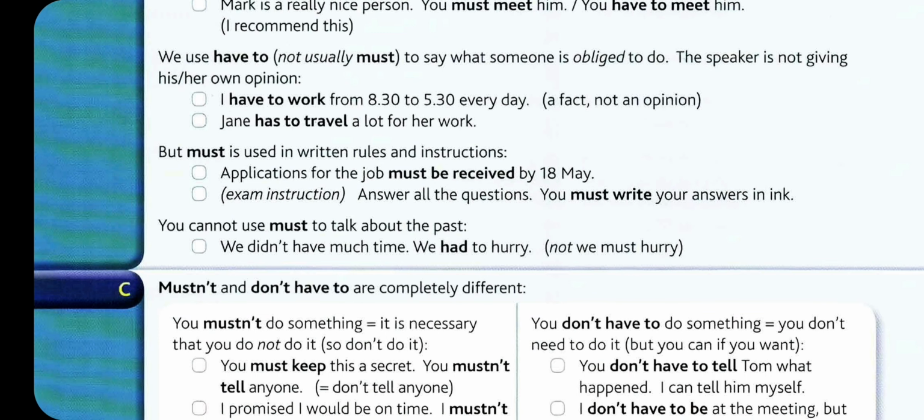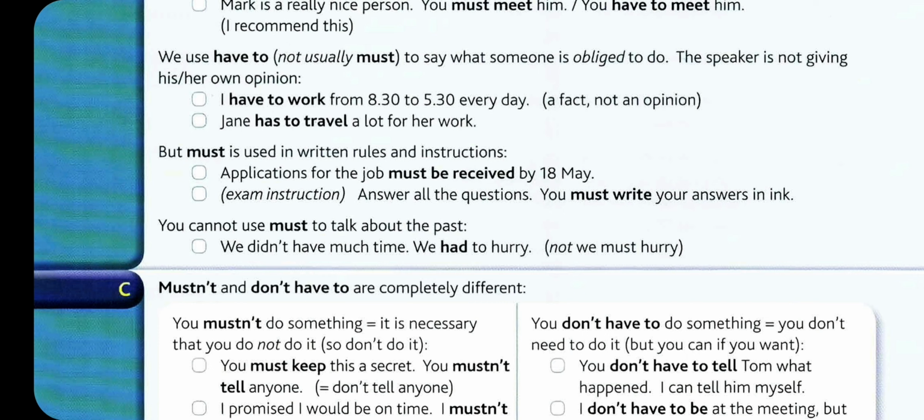For example, I have to work from 8:30 to 5:30 every day. Why? Because it is a fact. This is not an opinion. It is something obligatory that I am bound to do. So we use have to. Jane has to travel a lot for her work. Here also we have an obligation.